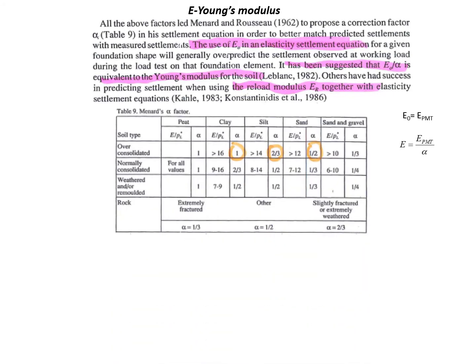So Young's modulus. It's pretty straightforward. Whatever you're getting from the Pressuremeter test, EPMT, or E-rebound, divided by alpha coefficients, is going to provide you Young's modulus. It's according to different textbooks. It's what Menard actually did first, and Menard suggested it as an empirical alpha coefficient.